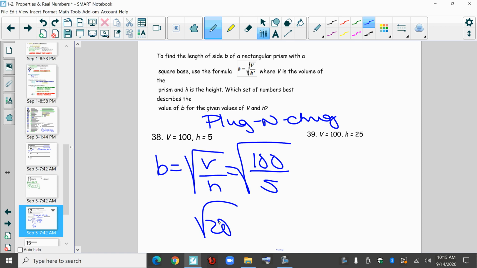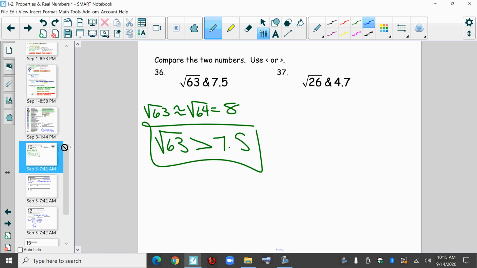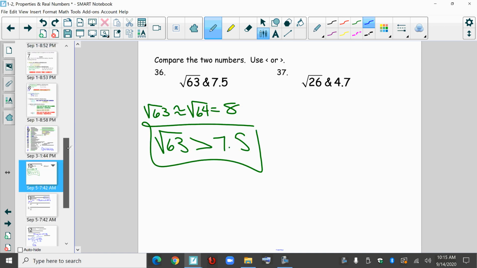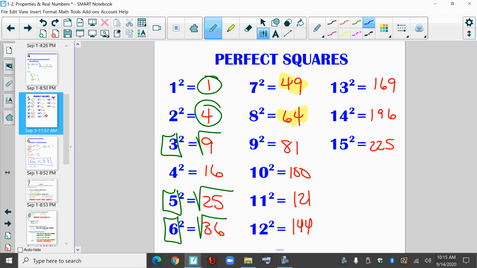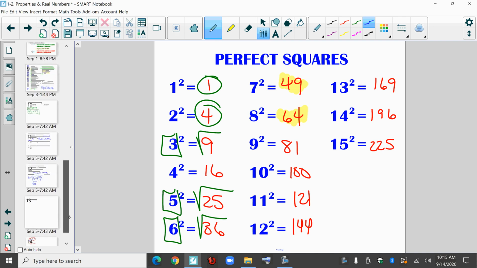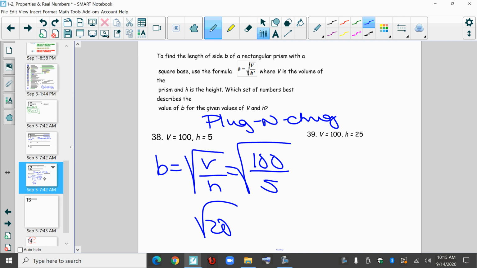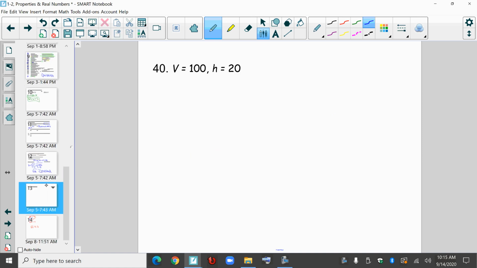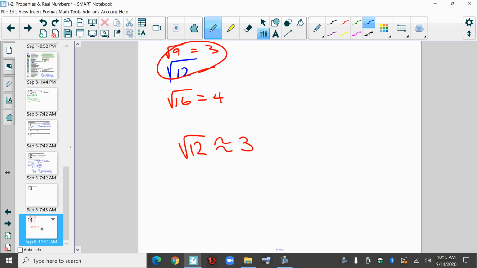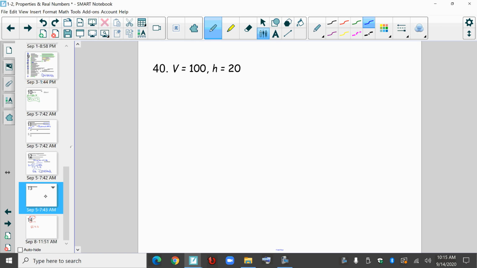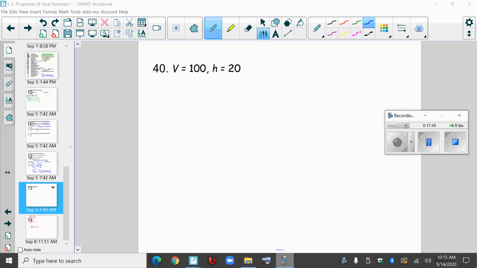Can you tell me, is 20 a perfect square? What do I mean by that? Is 20 in this list? 20 is not in that list. 16 and 25 are in the list, so since it's not a perfect square, that means that this is going to be an irrational number because it is not a perfect square. Okay? And that is how you are going to do tonight's homework. Any questions? If you have questions, please contact me and I will help you as best I can.